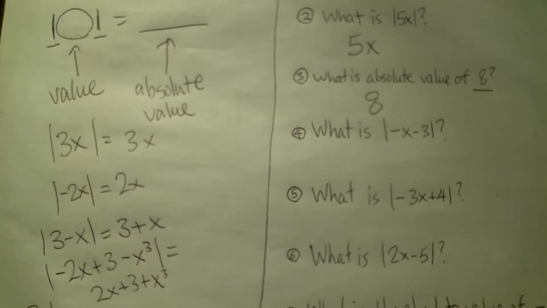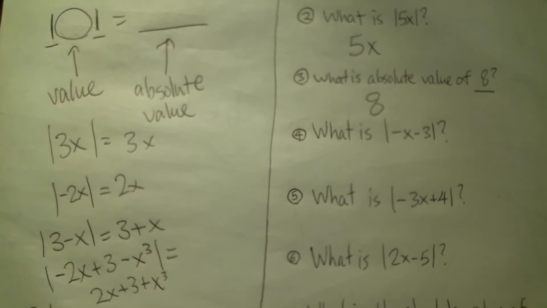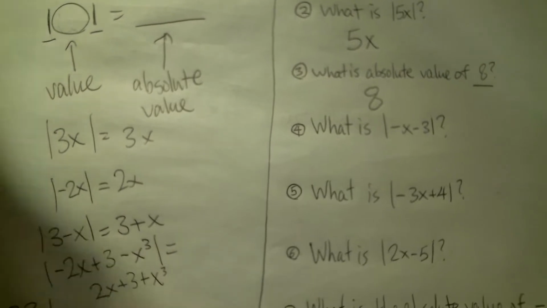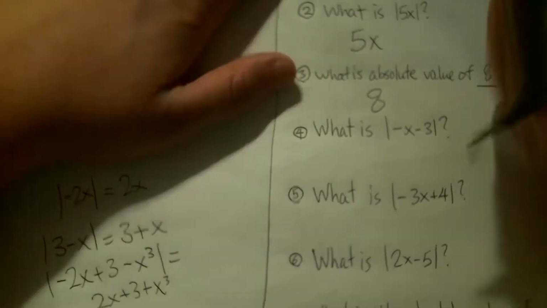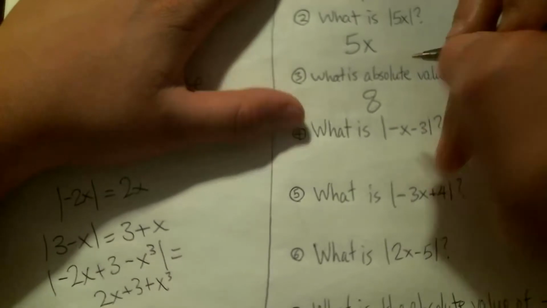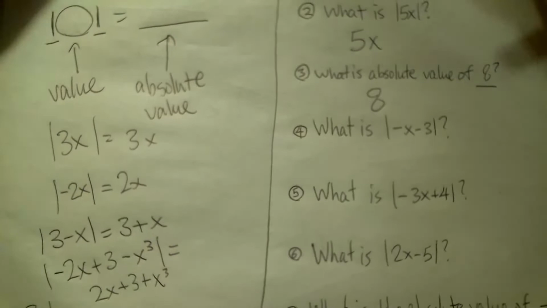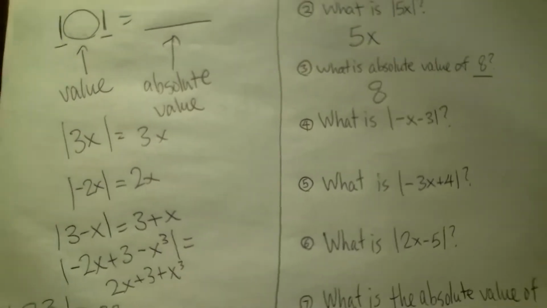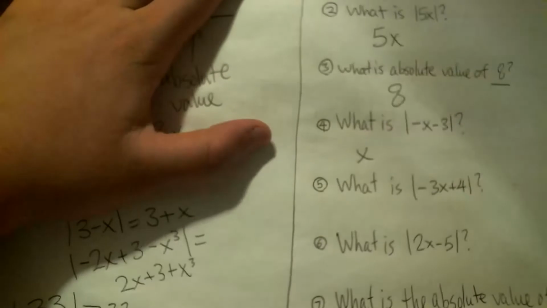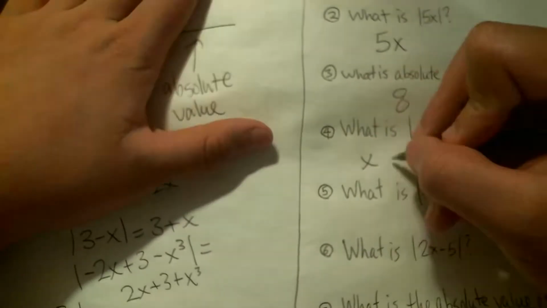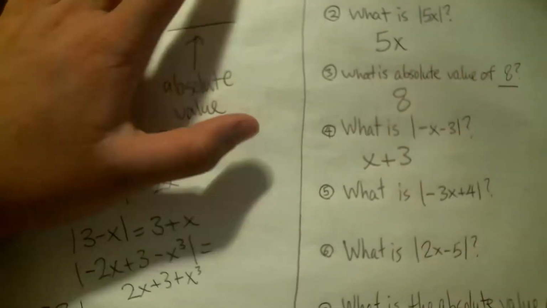So we would have to change all of the negative signs in this case, and then solve from there. We have negative x minus 3, so we first change the first negative sign, which is negative x, and that would just be x, and then we change the negative 3 into a positive 3, so this will just be plus 3.